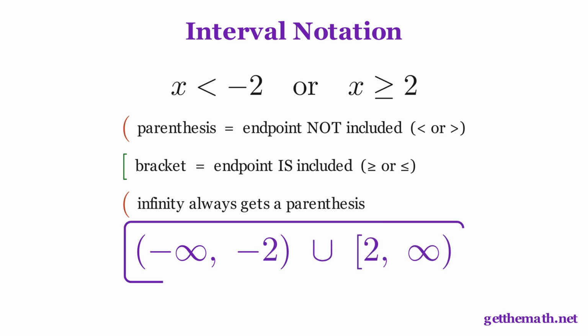For x greater than or equal to 2, we write open bracket, 2, comma, infinity, close parenthesis. We use a bracket because 2 is included. Joined together with the union symbol, the final answer is negative infinity to negative 2, union, bracket 2 to infinity.